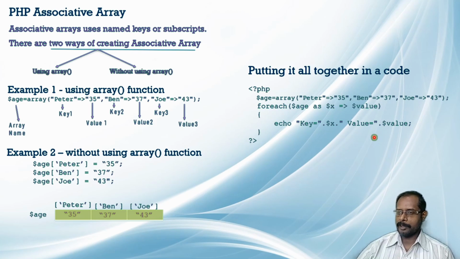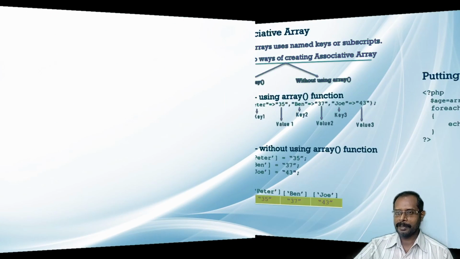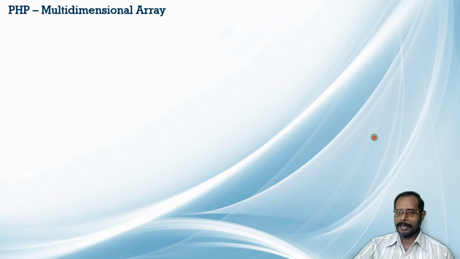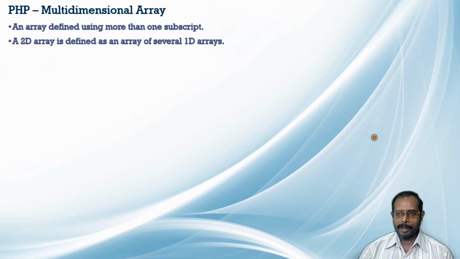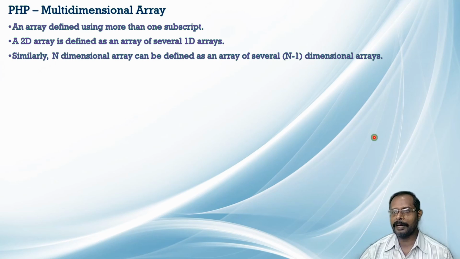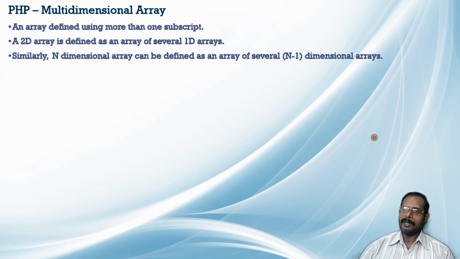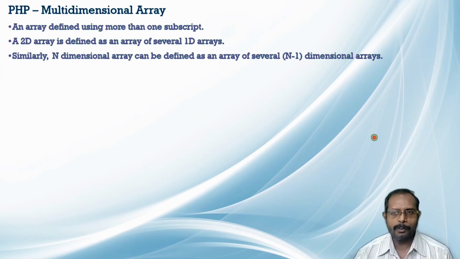So next is a multi-dimensional array. We'll move to the multi-dimensional array and see how multi-dimensional arrays are created in PHP. As said already, if there is more than one subscript, then the array is said to be a multi-dimensional array. A two-dimensional array can be defined as an array of several one-dimensional arrays, and similarly an n-dimensional array can be defined as an array of several n-1 dimensional arrays.